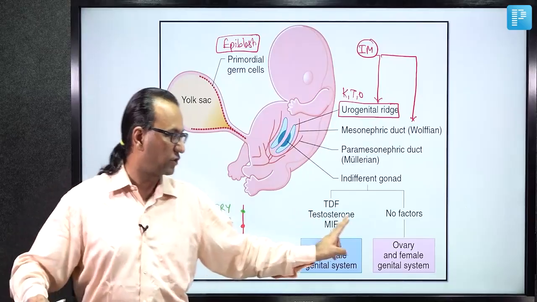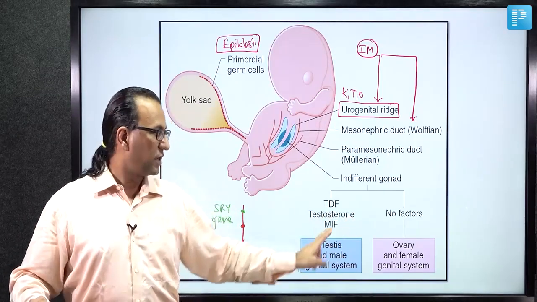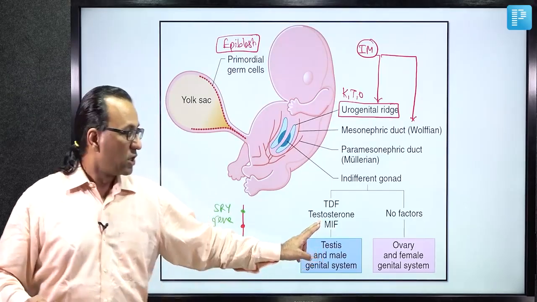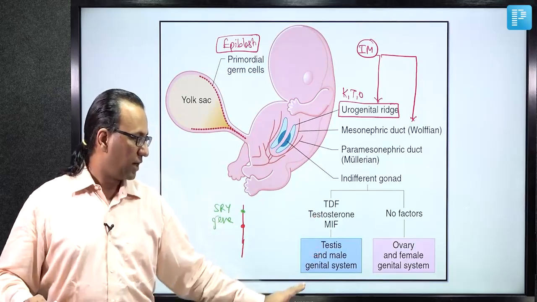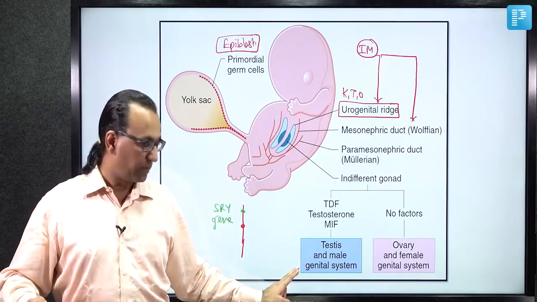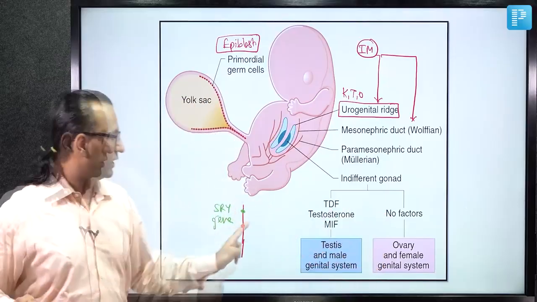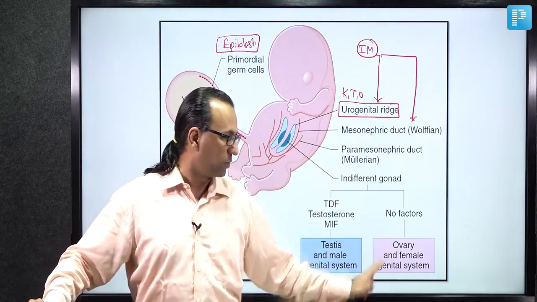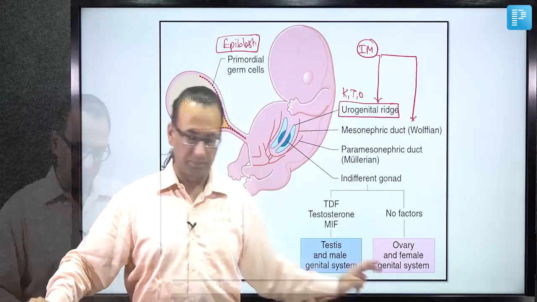Testis will start secreting testosterone, that is the Leydig cells will give testosterone, whereas the Sertoli cells will give Mullerian inhibiting factor. So the Mullerian duct will be inhibited in a male, and the male characteristic features will be developing. On the other hand, if we are not having this Y chromosome with the SRY gene, then by default the individual is supposed to become a female with ovaries and the female reproductive system.